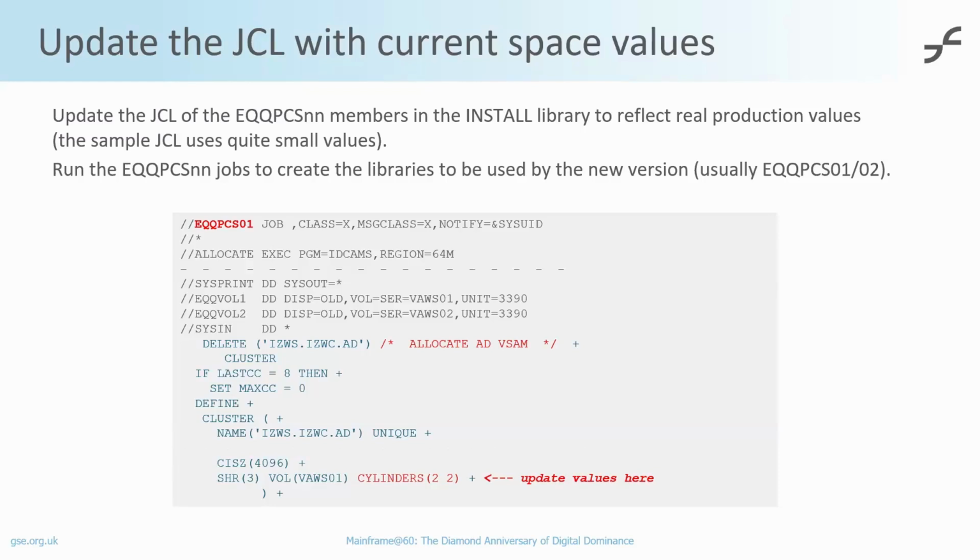But remember to update the space values in the JCL itself, because default values are quite small. So as you can see here, by default, I guess the AD VSAM dataset will be just 2 cylinders. So compare with your actual installation and update those values to whatever you have in your actual VSAM and non-VSAM datasets.